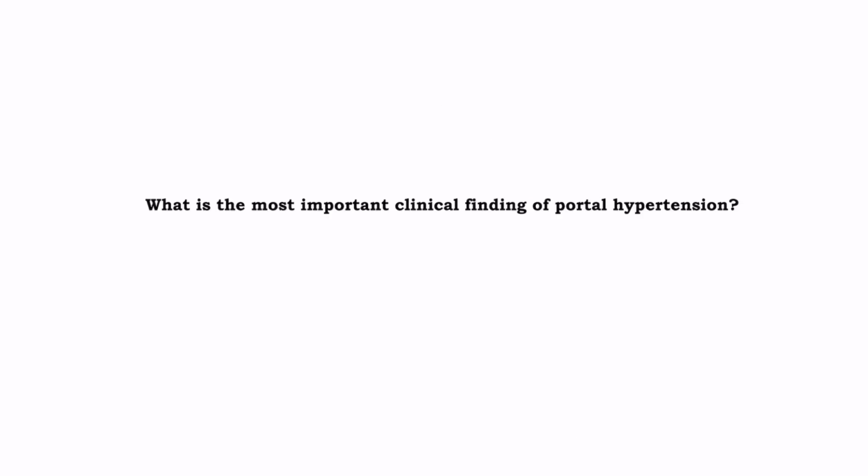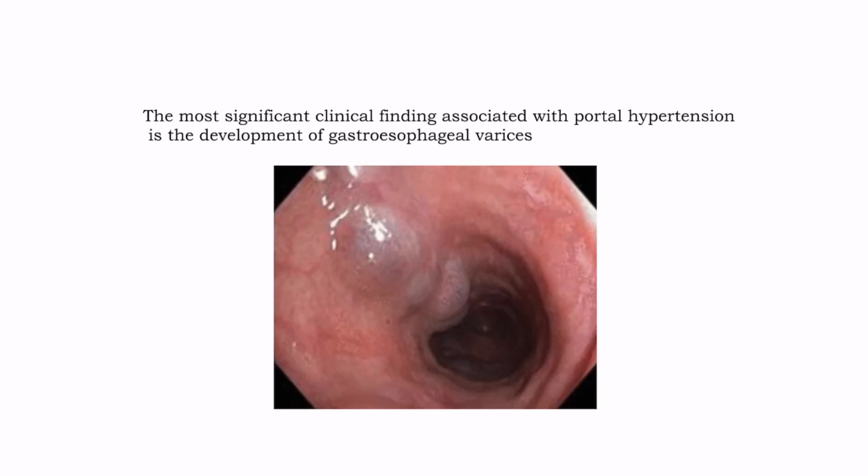What is the most important clinical finding of portal hypertension? The most significant clinical finding associated with portal hypertension is the development of gastroesophageal varices. These varices are basically small vessels connecting portal and systemic circulation. Increased blood flow through them causes them to dilate, but in course of dilatation their wall becomes very thinned out, hence they are prone to rupture.